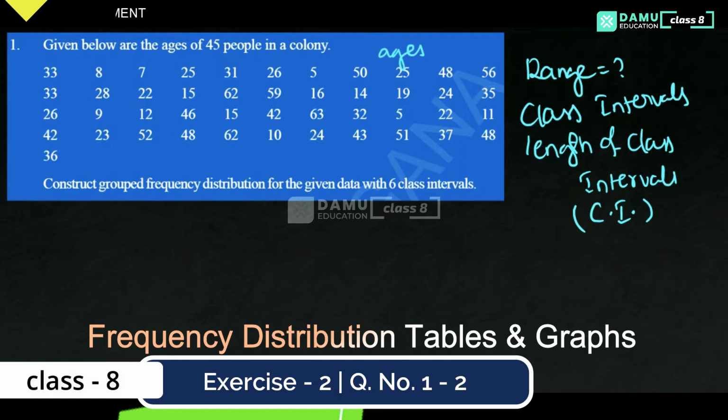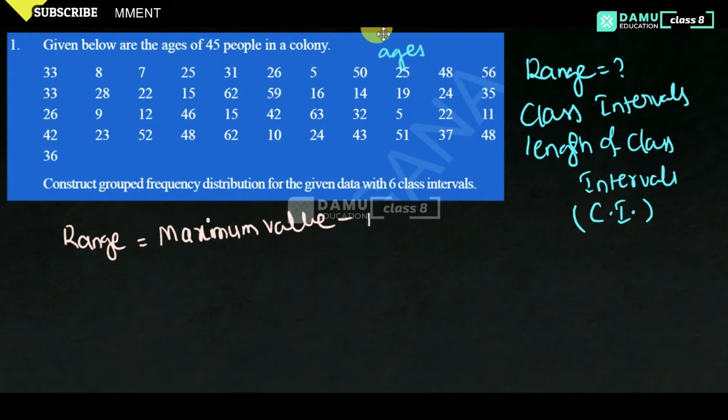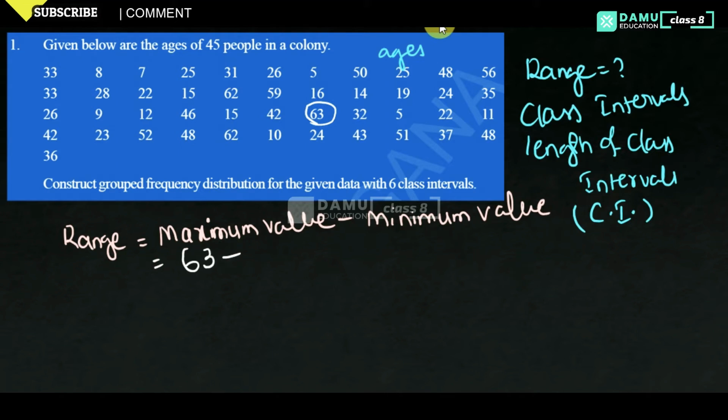Range is nothing but maximum value minus minimum value. From the given ages, what is the maximum value? Finally, 63 is the maximum value. The minimum value is 5. So 63 minus 5 gives 58. So we have calculated the range.